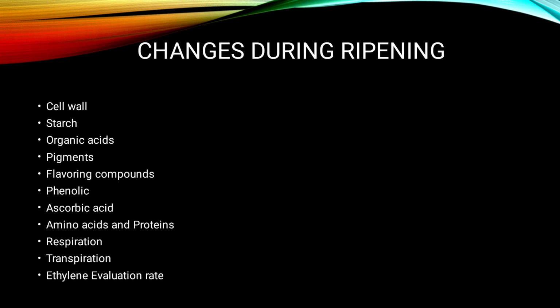So what are the different changes carried out during ripening, that we are going to learn. First, the cell wall, then starch, organic acids. How does ripening affect the cell wall? When the mature fruit is going to ripen, the cell wall gets softened more than in the matured fruit. Then the starch converts into sugar, and the organic acids decrease because the sugar content increases. Then there is development of pigments. As fruit changes from the maturity phase to the ripening phase, the development of pigments is done.